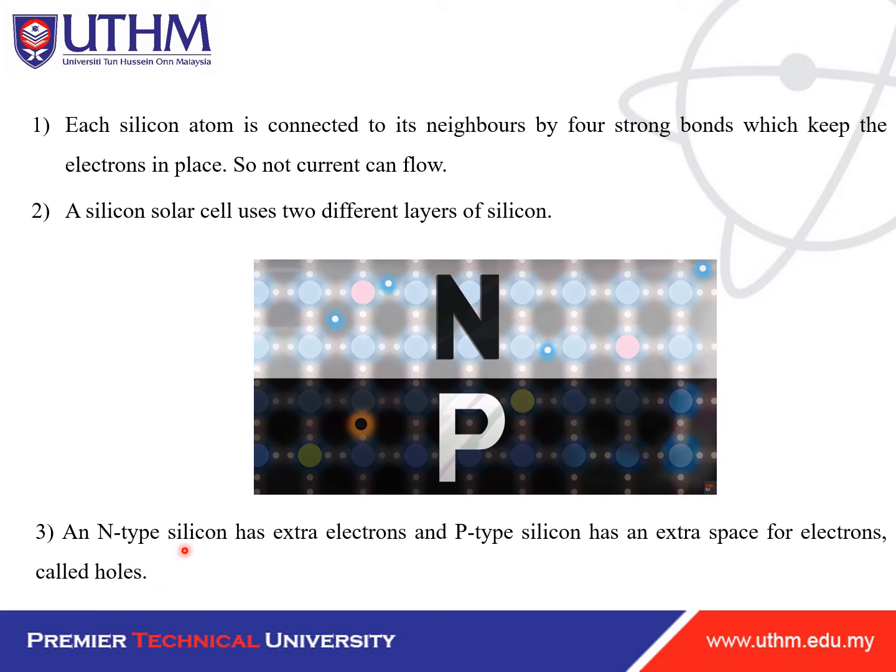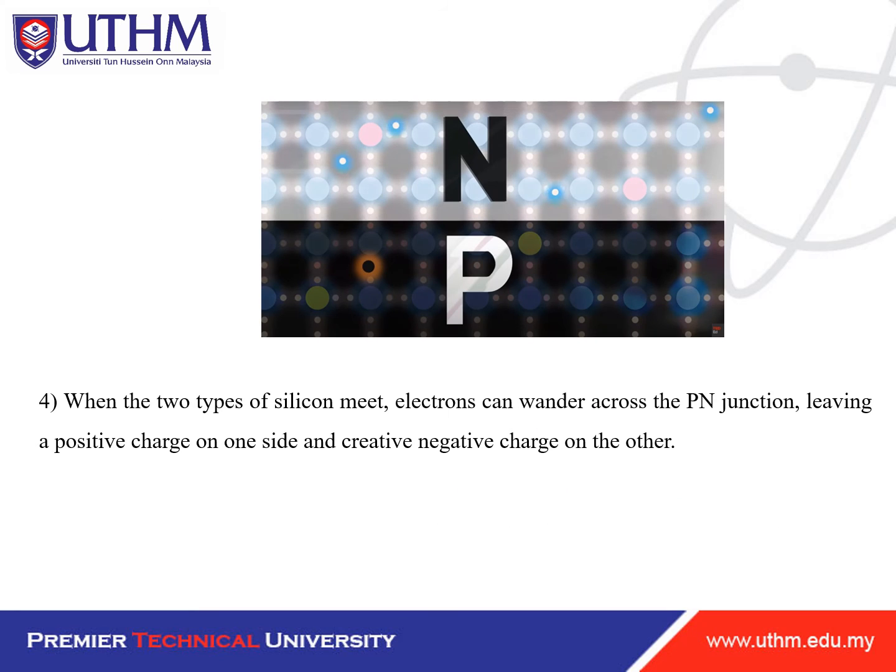Third, N-type silicon has an extra electron and P-type silicon has an extra space for an electron, called a hole. So the P is called holes because P-type silicon has an extra space for an electron and N-type silicon has an extra electron. Then when the two types of silicon meet, electrons can wander across the p-n junction, leaving a positive charge on one side and creating a negative charge on the other. So N will be negative charge and P will be positive charge.